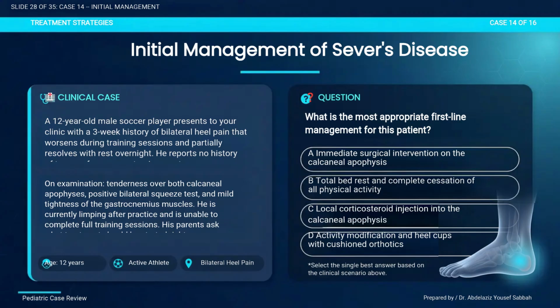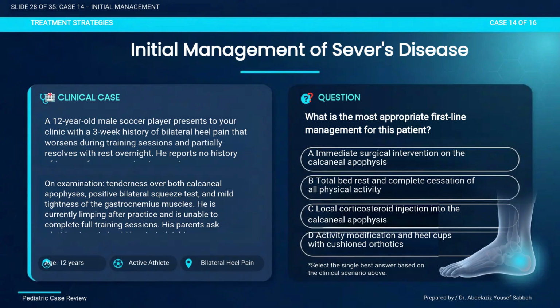Case 14. A 12-year-old male soccer player presents with a 3-week history of bilateral heel pain that worsens during training sessions and partially resolves with rest overnight. He reports no history of trauma, fever, or systemic symptoms. On examination, there is tenderness over both calcaneal apophyses, a positive bilateral squeeze test, and mild tightness of the gastrocnemius muscles. He is currently limping after practice and is unable to complete full training sessions. What is the most appropriate first-line management for this patient?